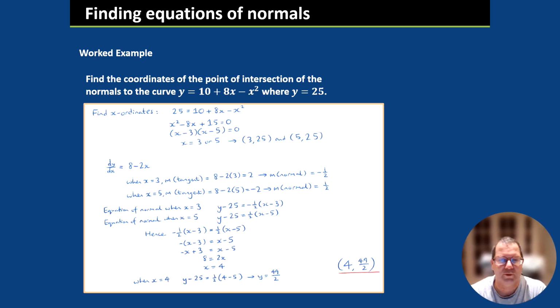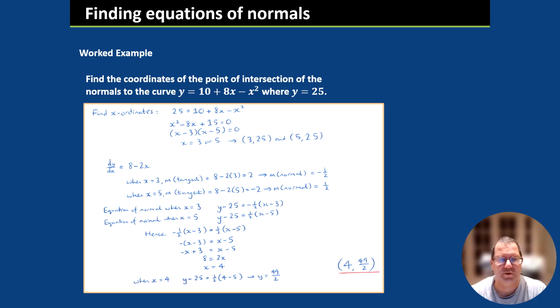And for our final worked example, we're asked to find the coordinates of the point of intersection of the normals to the curve y equals 10 plus 8x minus x squared, where y equals 25. So the first thing we want to do is to find out where those two normals are, what points they're at. So putting 10 plus 8x minus x squared equal 25, I solve the quadratic equation. That gives me that x equals 3 or 5. I already know they're on the line y equals 25. So the coordinates of the points are (3, 25) and (5, 25).